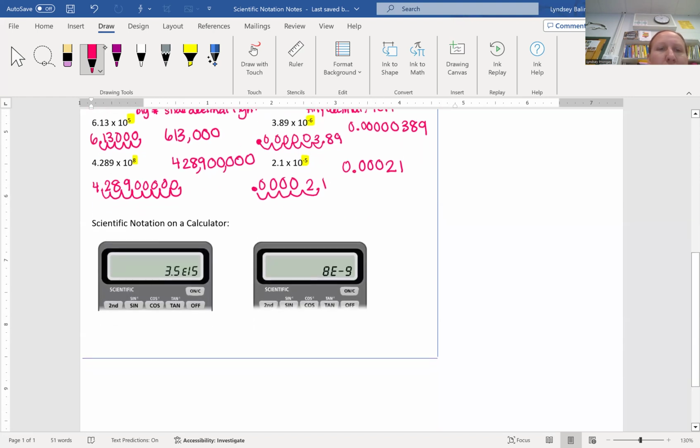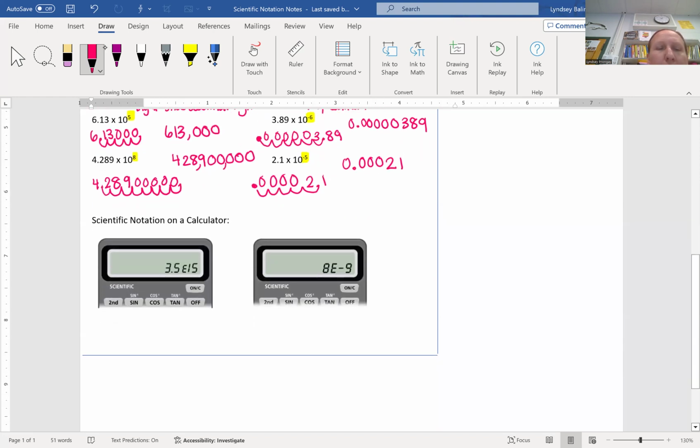Okay, and the last section, this is just things that you might see on a calculator. So it's good to know how to read it. I don't know if you've ever encountered this and you're like, what the heck is this E on my calculator? That is just the calculator's way of doing scientific notation. Maybe you type something in, you got a really, really big number and it couldn't fit on there, so it would use this E. That E is really just taking the place of the times 10. So here, 3.5E15 is really saying 3.5 times 10 to the 15th power.